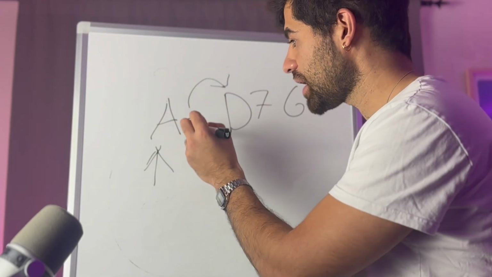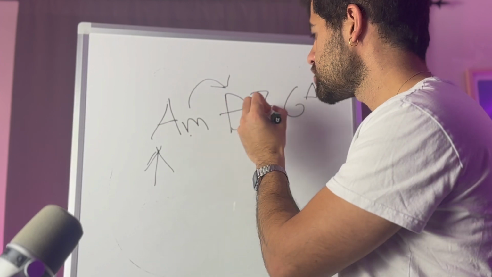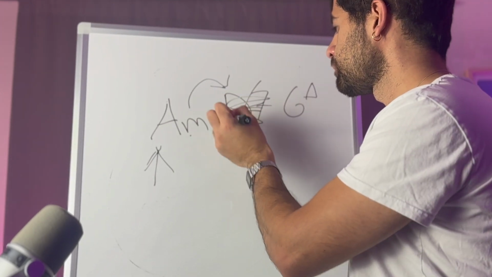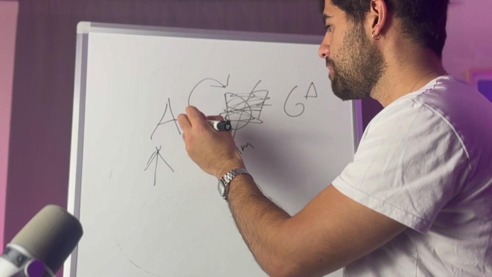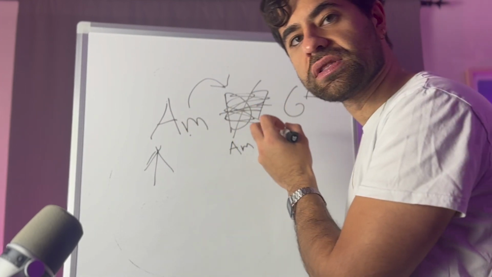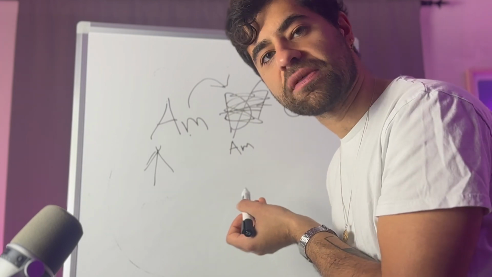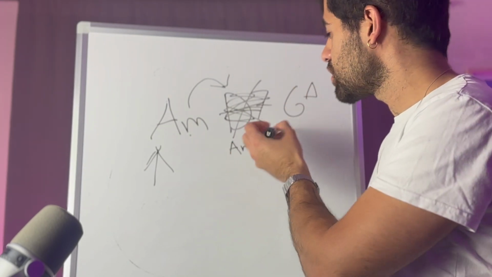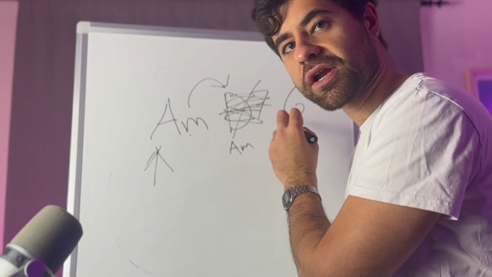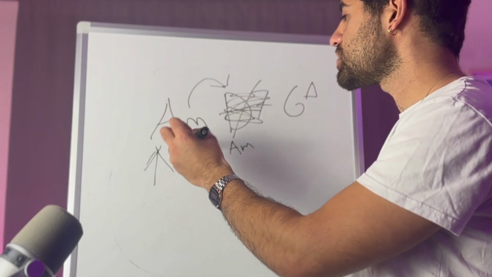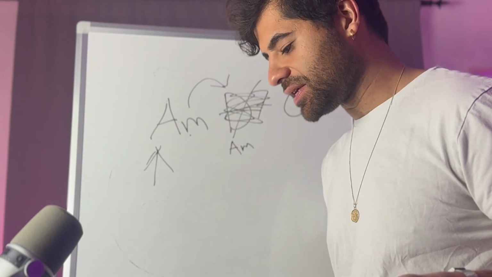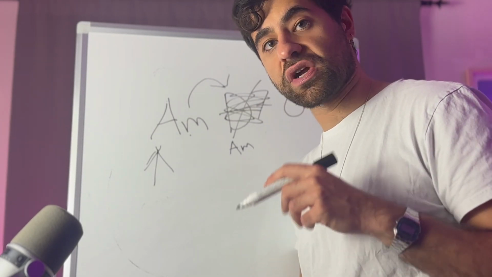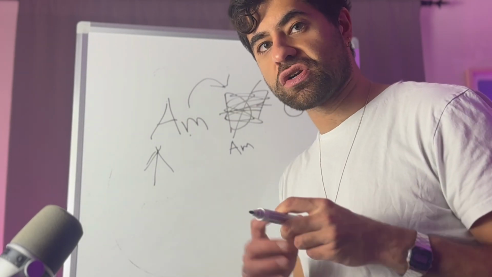So I think A minor, I just cross this out. All right, I just think A minor, A minor, A minor, and then I just land on the G, and there you can play the major scale. You can even keep playing A minor here if you want to, but this is how I think: A minor, G.